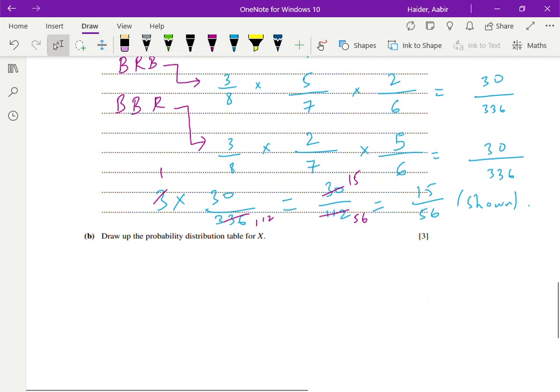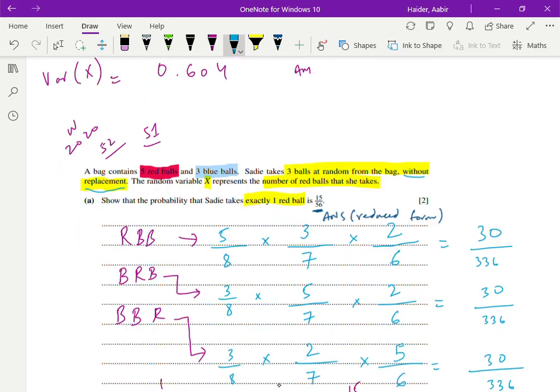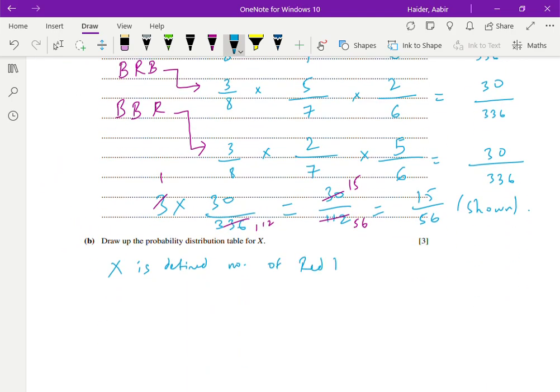Draw up the probability distribution table for X. X was already defined as the number of red balls that Sadi picks up. So that had already been defined by the question. No need to define it or get confused about it. So let's draw the probability distribution X, and then probability of X.